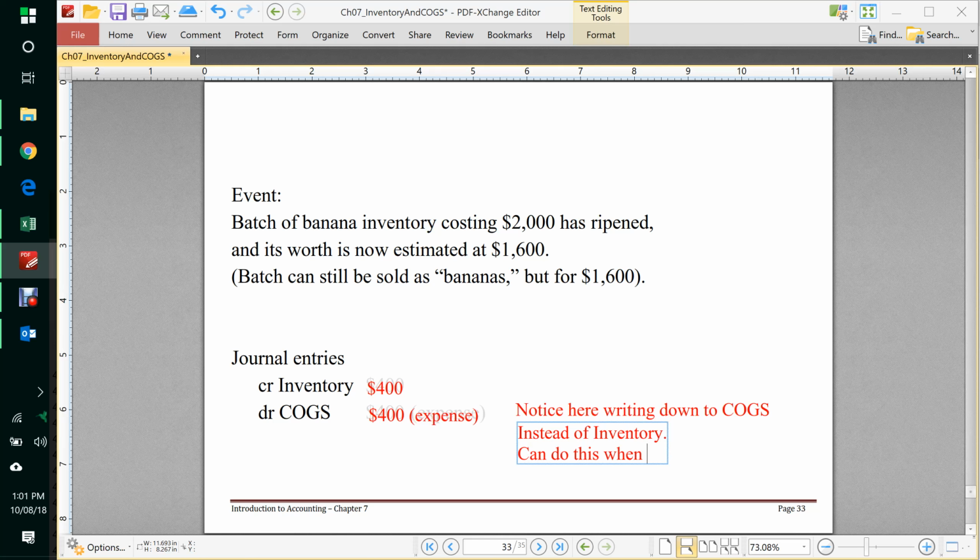You can do this when the inventory that you've got is still usable as inventory, right? In the previous example, they could not use that as inventory anymore. No ifs, ands, or buts about it, okay? But in this example, the bananas are still inventory, all right? So that's why they had a choice there.